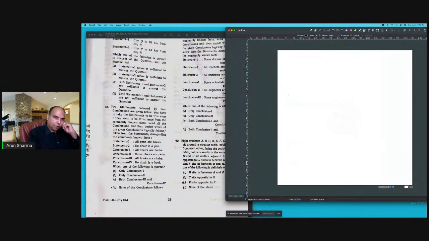Two statements for the four conclusions given. You will take the statement. Syllogisms here. All pens are books. All pens are books. And no chair is a pen.